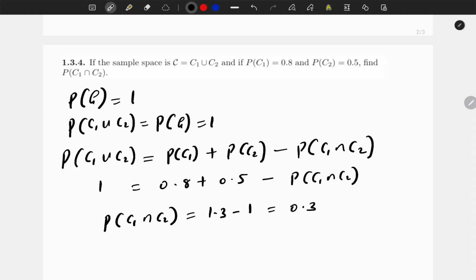which is equal to 0.3. So you can actually also confirm that.